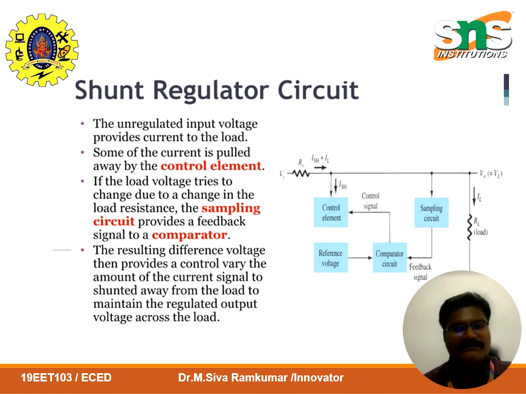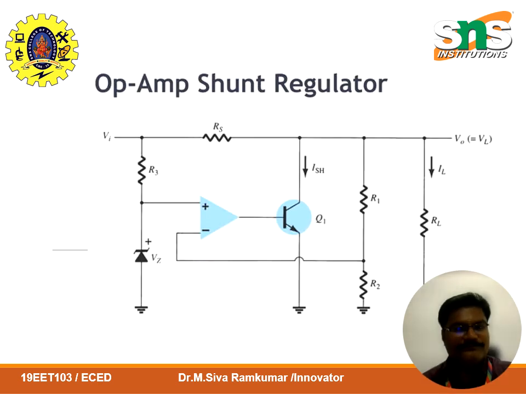The shunt regulator is quite a different way to control the voltage in a circuit. In this setup, the control element diverts some current away from the load. If the output voltage changes due to load variation, the sampling circuit senses it and sends a signal to the comparator. This feedback helps control how much current is shunted, keeping the output voltage steady. Think of it like a traffic diverter, sending excess current away to maintain a smooth supply to the load.